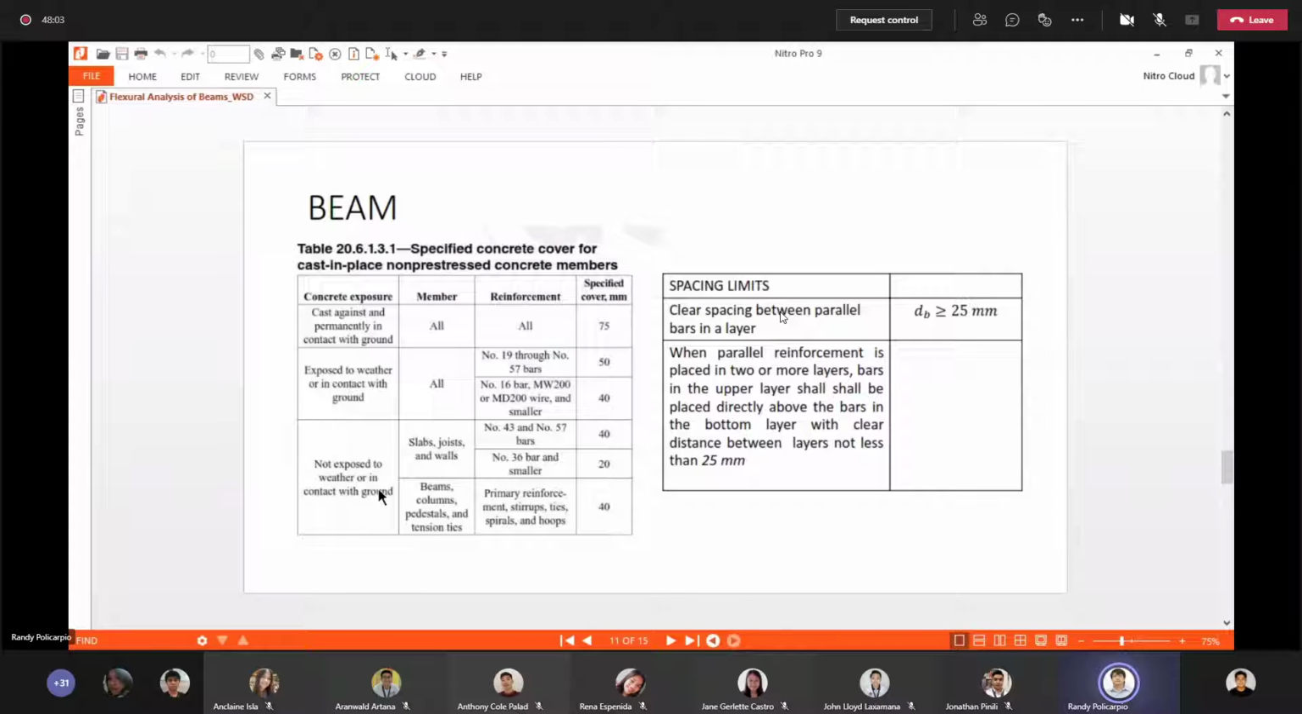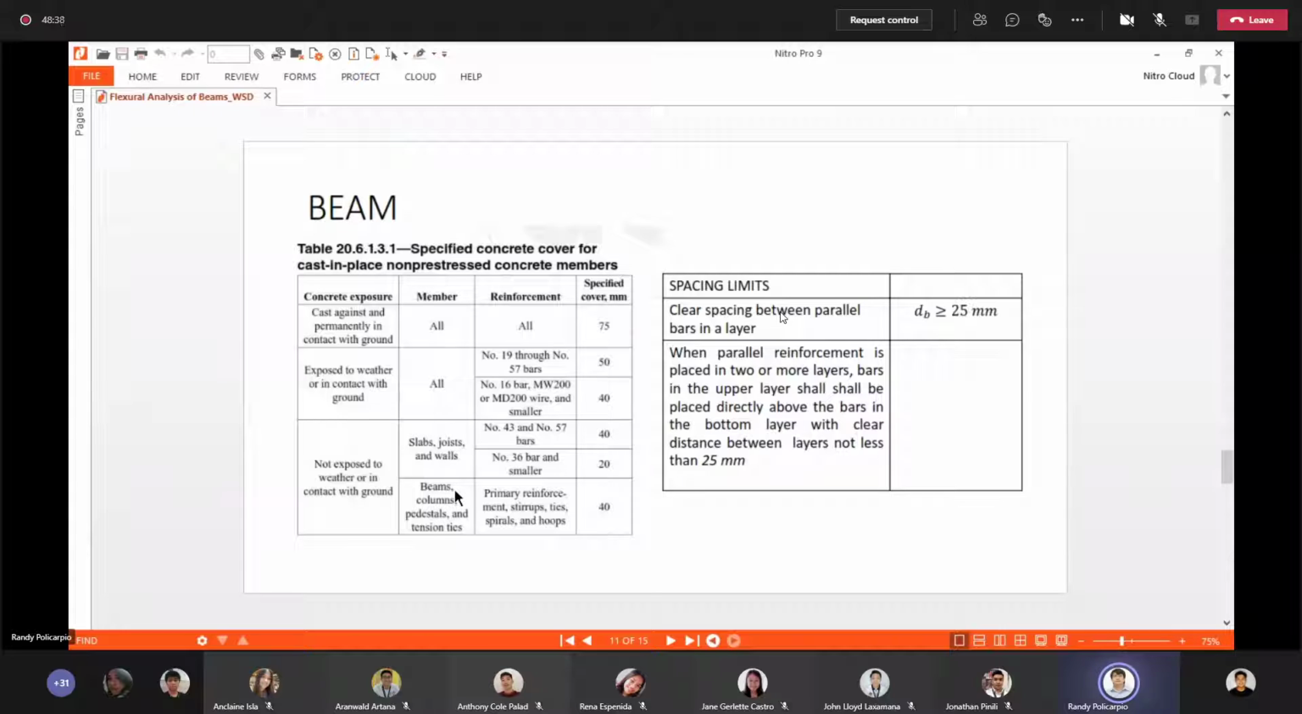not exposed to weather or in contact with the ground, kapag ang member mo ay slab, joists or walls, kapag yung reinforcement natin number 43 and up to 57, so these are in millimeter, no? The concrete cover is 40 millimeter. Pag naman number 36 and below or smaller, so 20 millimeter yung concrete cover natin.